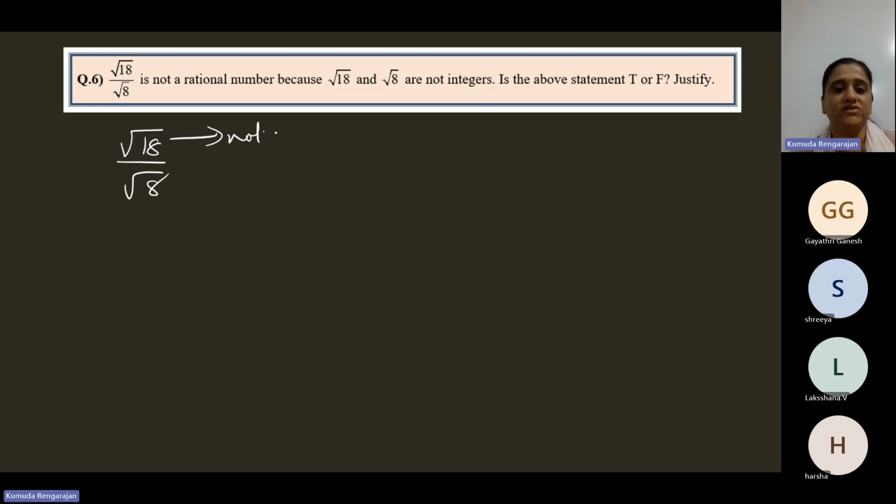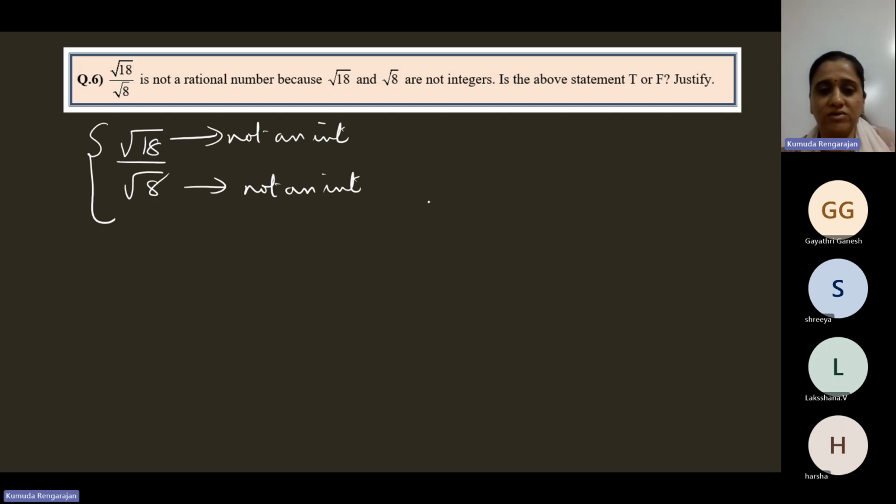This one is not an integer. This one is also not an integer. That's correct. But we should see if this expression can be further simplified. Without simplifying, we cannot conclude if it is rational or irrational. You have to simplify and then conclude. On the face of the expression, yes, the numerator is not an integer, the denominator is not an integer. That's true, but stop there. Don't conclude if rational, irrational. Simplify before you give your opinion.